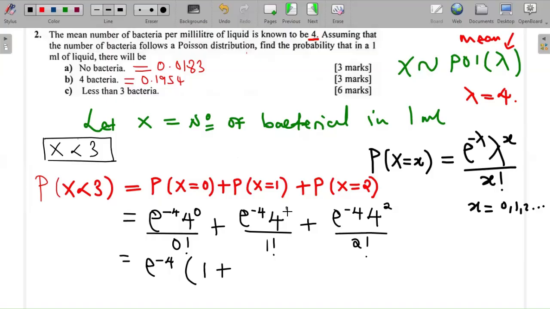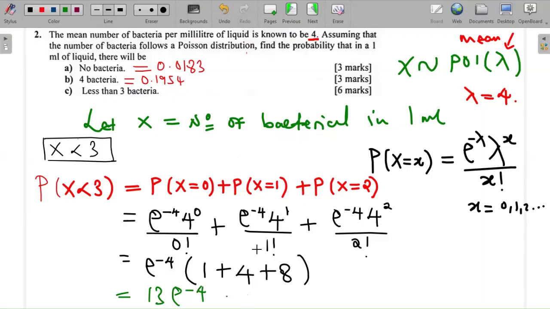see, here it's 4 to the power 1, 4 divided by 1 factorial. 1 factorial is also 1, so 4 divided by 1, I get a 4. Plus, here I have 4 to the power 2, that would be 16 divided by 2 factorial, which is just 2. So that will give me 8. Okay, so what I have now will just be 1 plus 4 plus 8. That will give me 13. So 13 multiplied by this, so I have 13 e to the power minus 4.